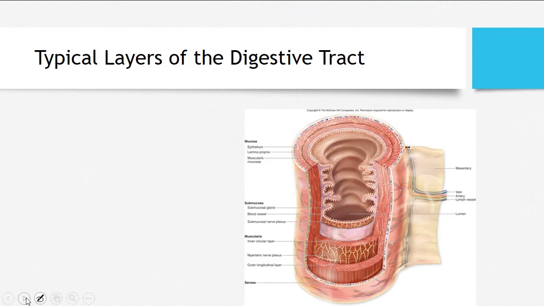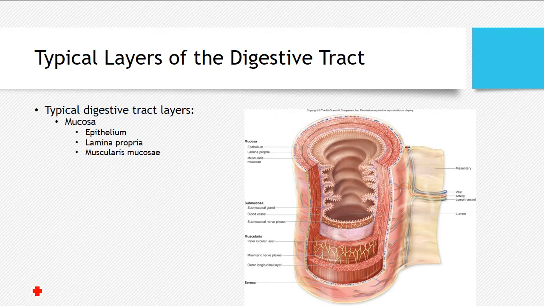Now, the layers of the digestive tract: we have the top layer that's closest to the lumen. Okay, remember lumen, what is the lumen? It's the space within hollow organs, right? In this case, it's going to be right here, right? The lumen will be right in there. Let me just redo that. Okay, and there are three layers of it, and we'll talk about it in just a second.